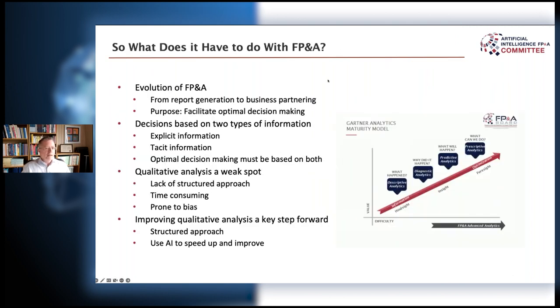So basically, if we come to what this all has to do with FP&A, let's think about the evolution of FP&A. Starting out as descriptive analytics, basically report generation, and moving to what we have now, which is business partnering. And the purpose of it, of course, is to facilitate decision making. We base the decisions on two types of information, explicit information and tacit information. And optimal decision making has to be based on both of those.